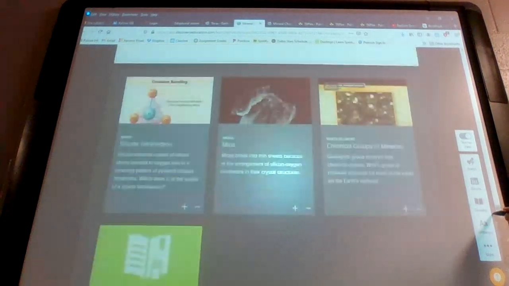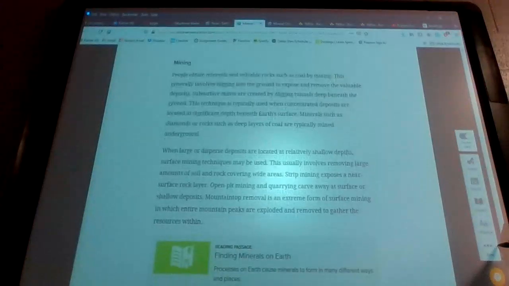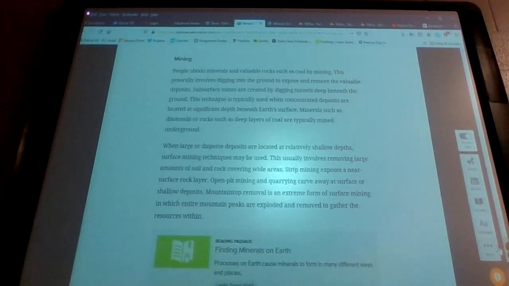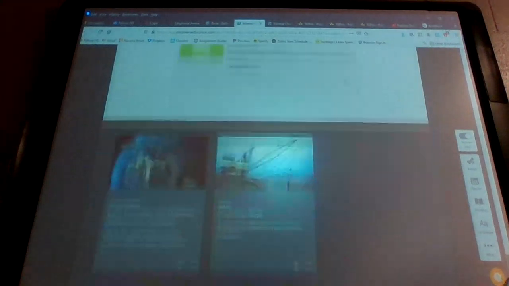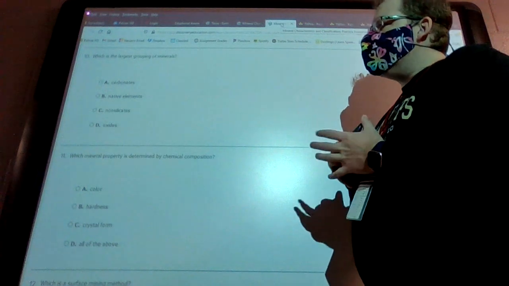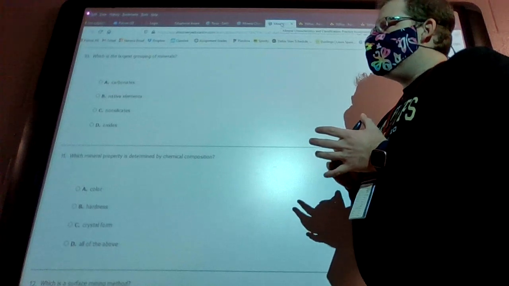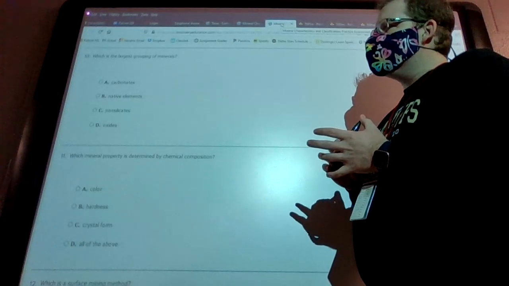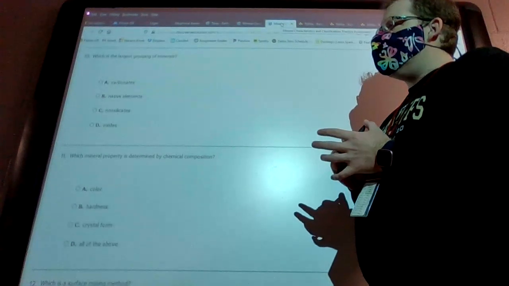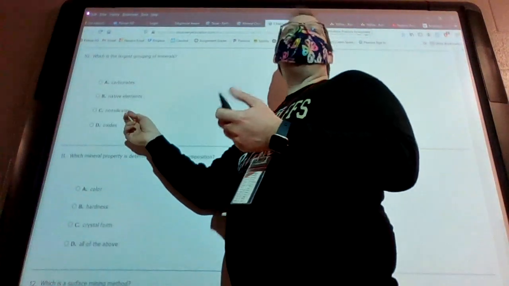Chemical groups of minerals, the pyramid of nature, micas, mining. Nope, doesn't have anything. If I had to guess, what are my answer choices? Let's see. Carbonates, native elements, non-silicates, or oxides, all non-silicates. Yeah. The largest group of minerals has to be the non-silicates.